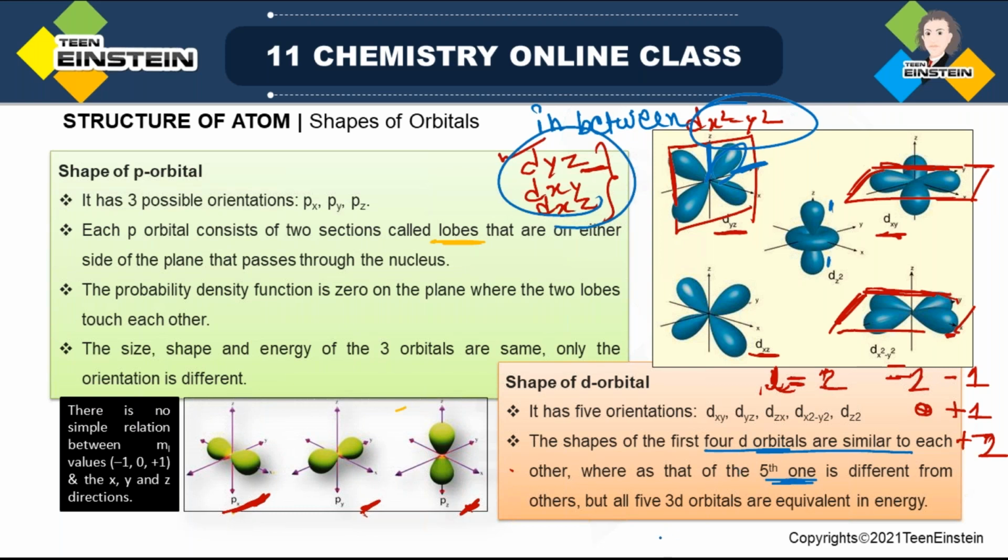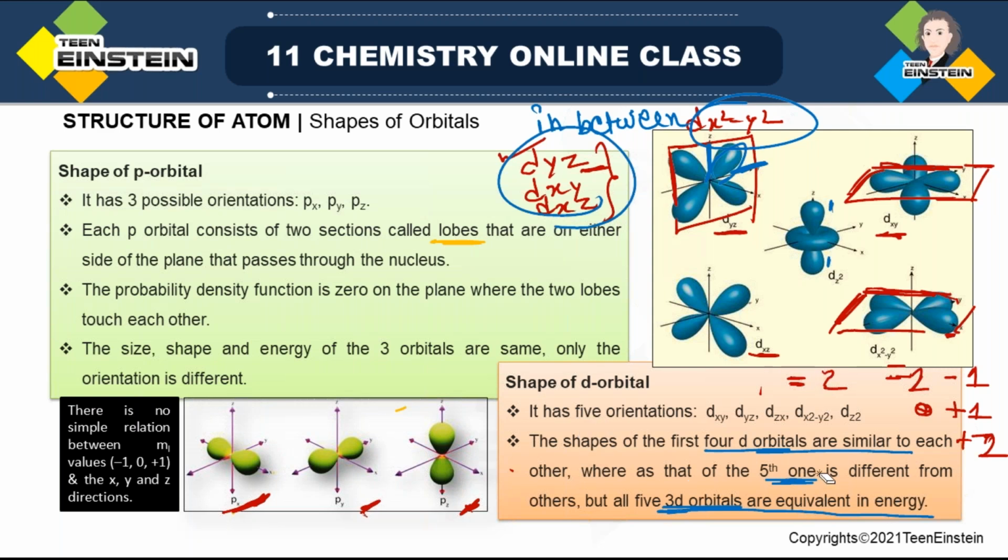But remember, all these 5 3d orbitals are equivalent in energy. Not just 3d, it may be 4d or 5d. The only difference is the size will increase, but the basic shape will always remain the same. It is also true for p orbitals, whether you take 2p, 3p, 4p, whatever, it will always have the same shape. Only the size will be different depending on the principal quantum number.